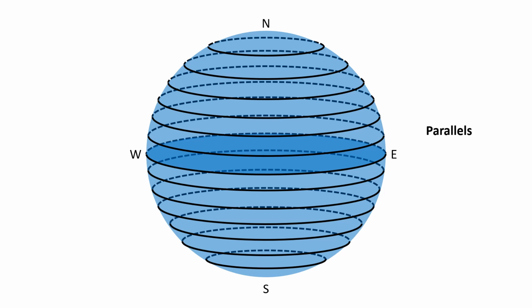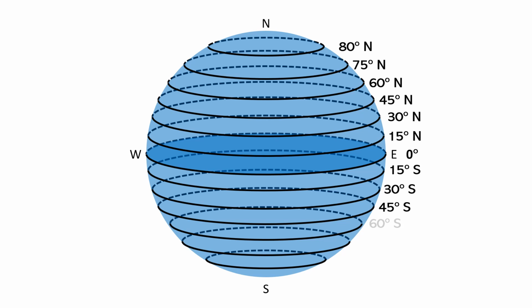Each of the parallels describes a specific location on the Earth's surface in terms of an angle called the latitude. The latitude of the equator is considered 0 degrees. The latitude of this parallel is considered 15 degrees north because it is located in the northern hemisphere. The latitude of this parallel is 30 degrees north, and similarly each of the parallels describes a specific latitude.